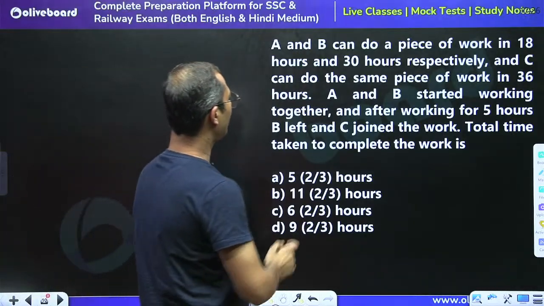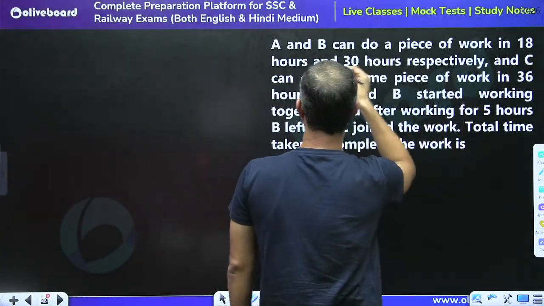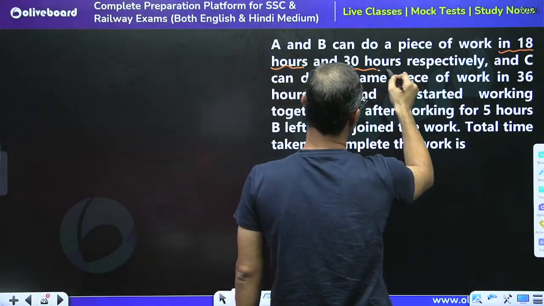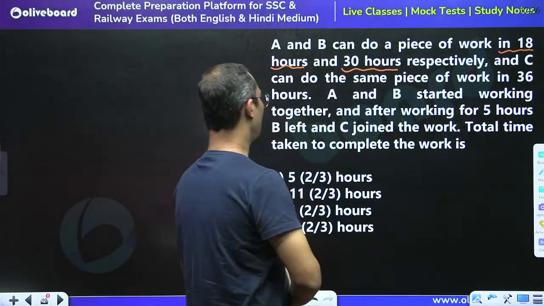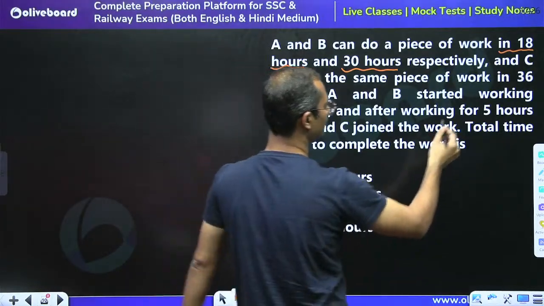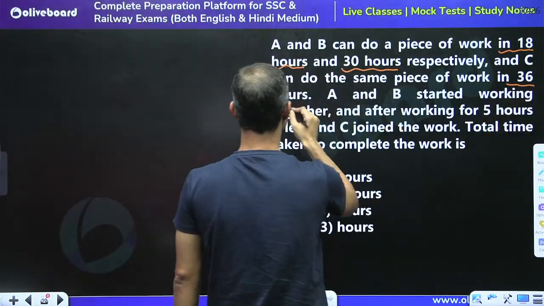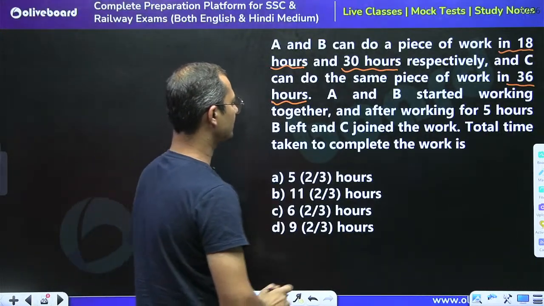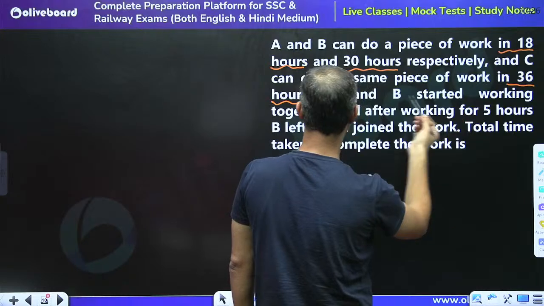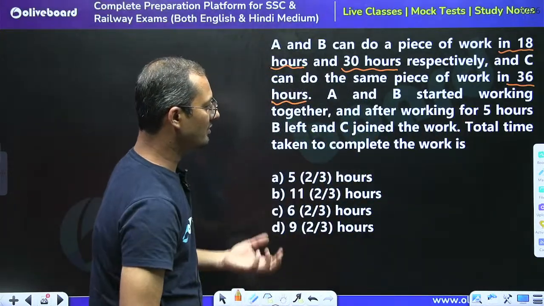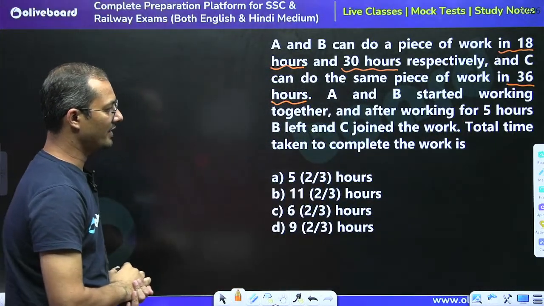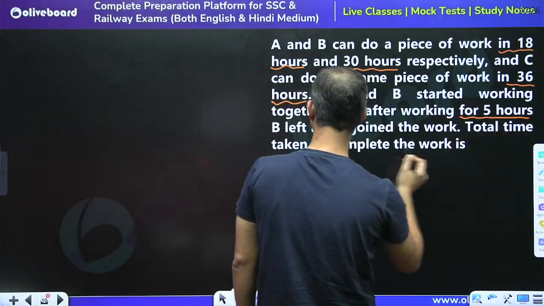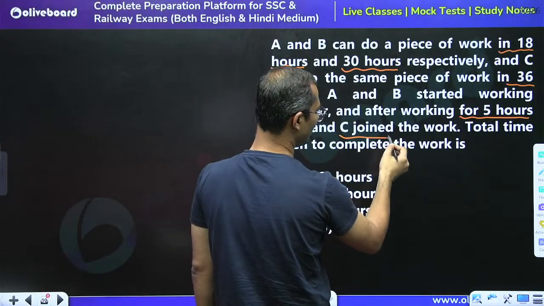A and B can do a piece of work in 18 hours and 30 hours respectively, and C can do the same piece of work in 36 hours. A and B started working together, and after working for 5 hours, B left and C joined the work.